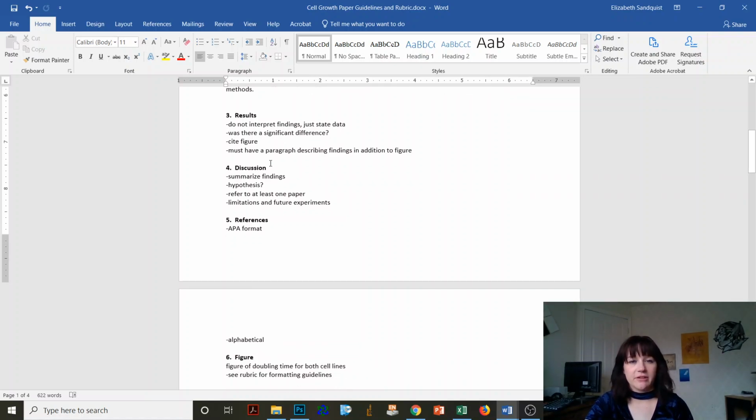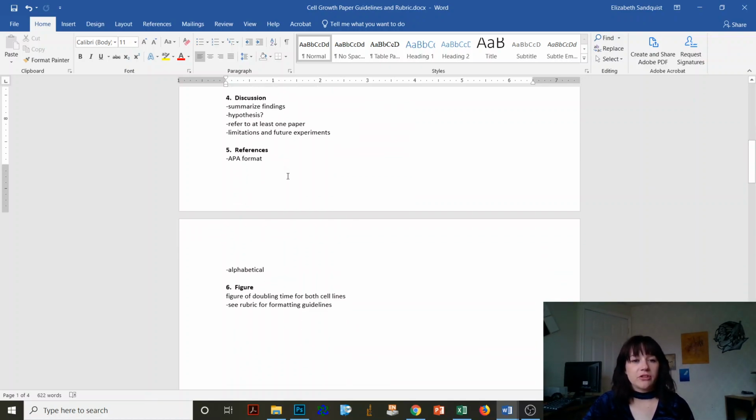Next, we have the discussion. That is where you're going to summarize your findings. Was my hypothesis supported? Which cell had a faster growth rate? And then refer to one paper. So maybe your findings are in agreement with this paper or that, or they contrast with these people's work, right? Or maybe this study is a cool idea that we could do. We could do something like what these people did in the future. So you should have a paragraph or a section that talks about limitations of the study and future experiments.